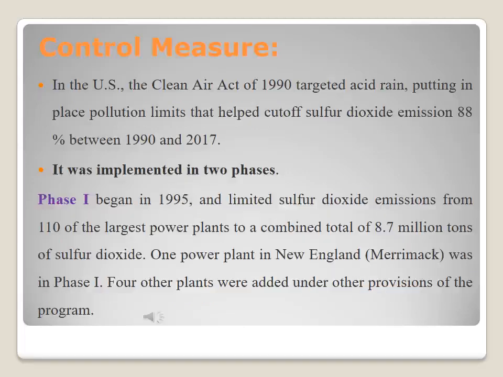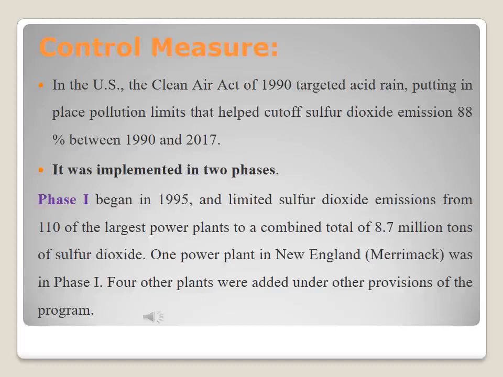Now let's have the most important part of the discussion, that is about the control measures. In the United States, the Clean Air Act of 1990 targeted acid rain, putting in place pollution limits that helped to cut sulfur dioxide emission 88% between 1990 and 2017. It was implemented in two phases.